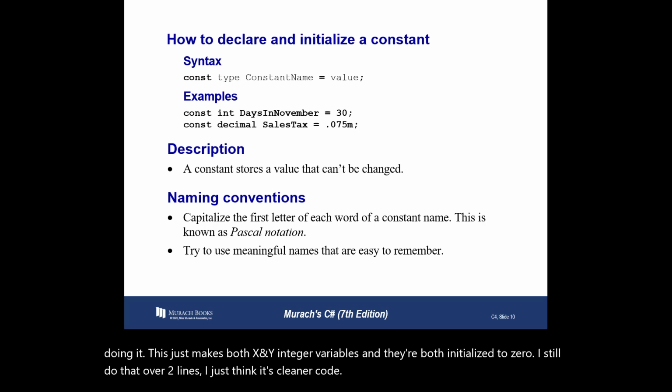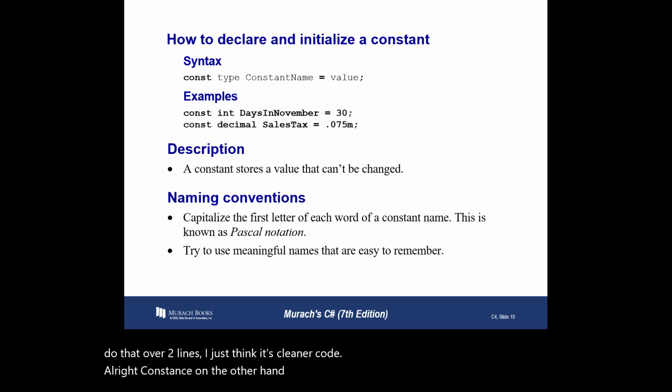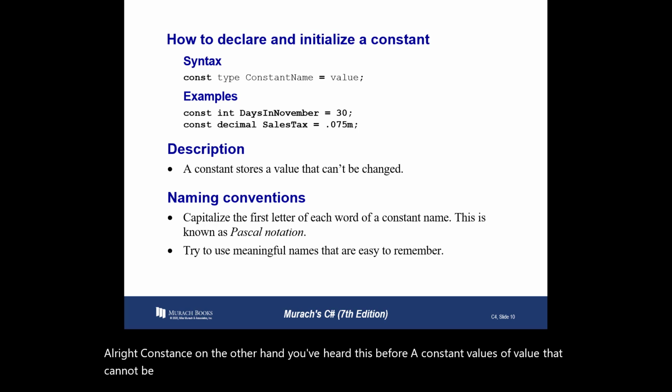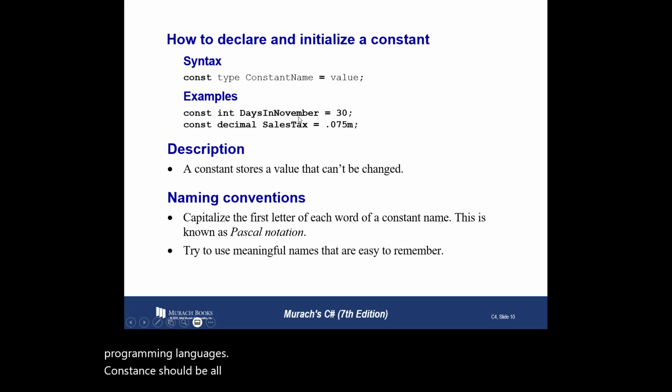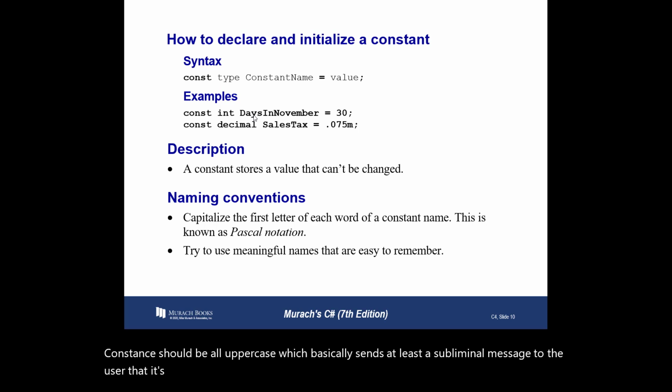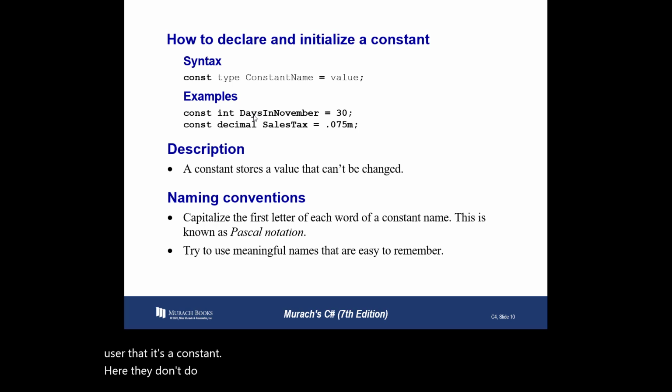All right. Constants, on the other hand, and you've heard this before, a constant value is a value that cannot be changed. Now, unlike what they show here, I was always taught that in most programming languages, constants should be all uppercase, which basically sends at least a subliminal message to the user that it's a constant. Here they don't do that. They just capitalize the first letters, and they use what's called Pascal notation.